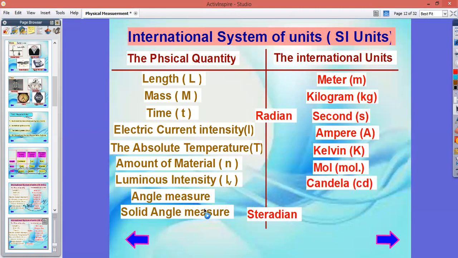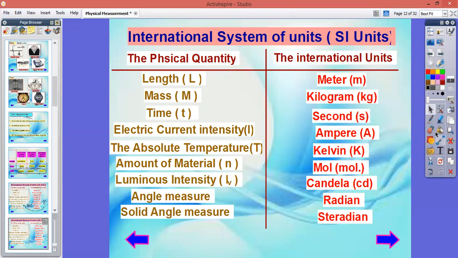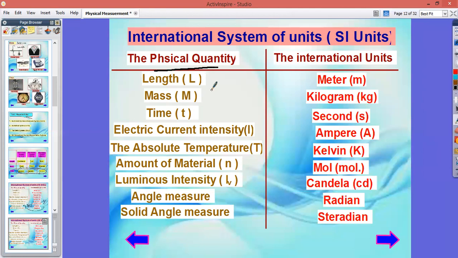What about angle measure and solid angle measure? Angle measure, radian. What about solid angle measure, like the cone? It is steradian. Excellent, guys, bravo. So now we know the difference between the measuring unit in each physical quantity. Can you remember the definition of physical quantity? Yes, miss, it is any quantity that can be measured. Bravo.